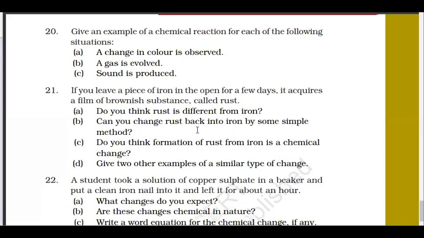B, can you change rust back to iron by some simple method? Tell me. No, because it's a chemical reaction, right? So obviously it's not possible. Got it? Very good. Yes, you can prevent it, but you cannot reverse it, right? Okay, C. Do you think that formation of rust from iron is a chemical change? Yes, obviously, right? Right, everyone?